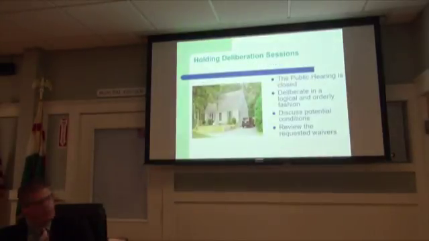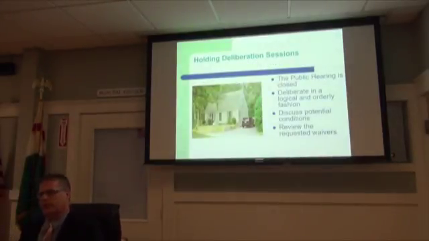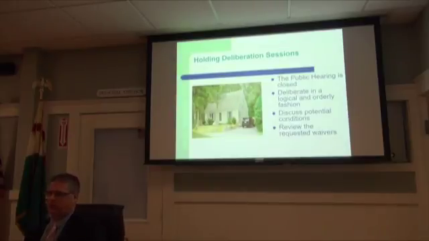So we're holding deliberation sessions. Once the board closes its hearing, as I noted earlier, it has 40 days to render its decision and submit it to the town clerk. Generally what happens is the board closes, and schedules another hearing night within that 40-day period. You get a draft decision and the board goes over it.